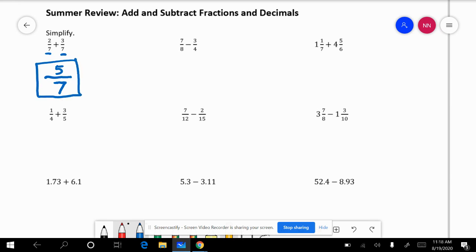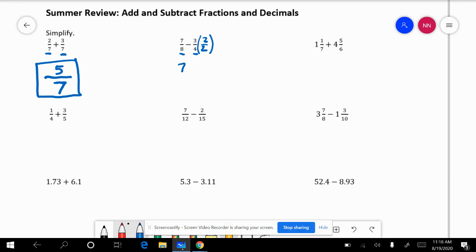Now for the second one, it's a little bit more difficult because the denominators are not the same. In order to add or subtract fractions, we need a common denominator. In this case, our common denominator when we have 8 and 4 would be 8. So we need to make sure that our second fraction has a denominator of 8. In order to do that, I'm going to multiply the top and the bottom by 2.